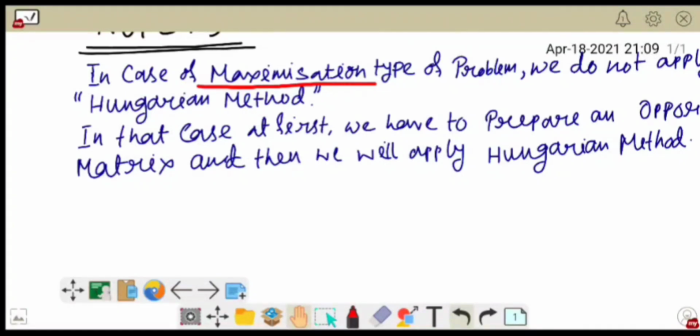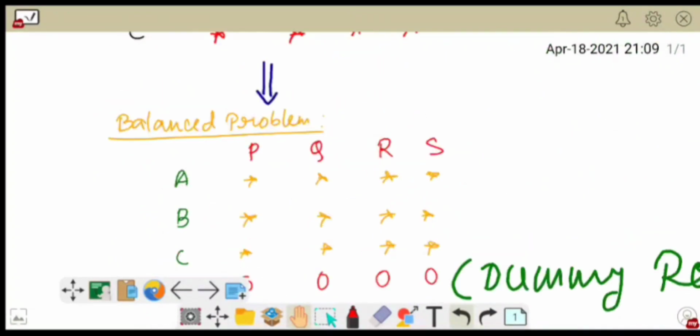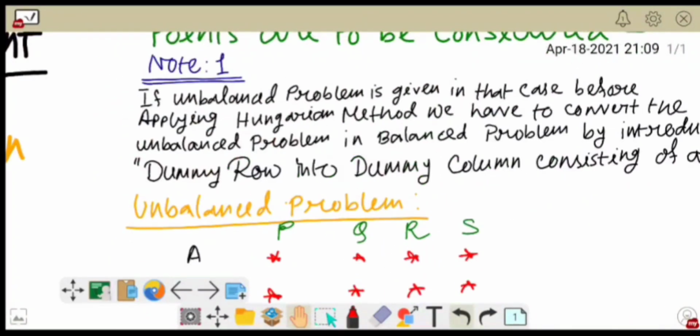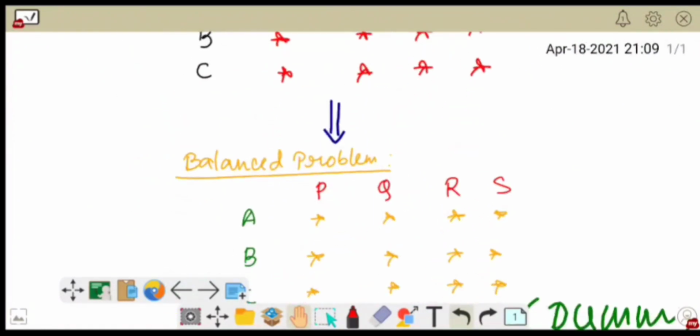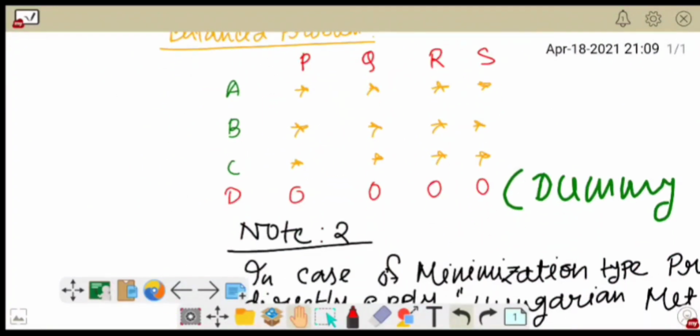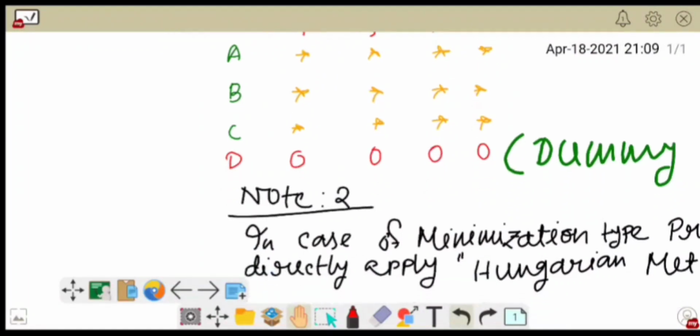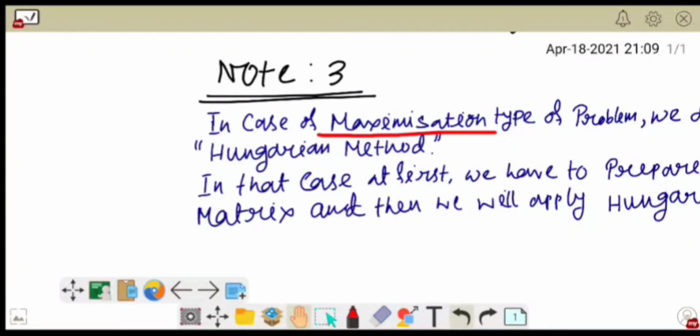I am going to explain every note. I have already explained note number 1 and note number 2. When we do the problems, note number 2 will be solved, and when we do the maximization type problem, then you can see what an opportunity or regret matrix is. So there is nothing more to explain. While solving this problem, you will get to know what a maximization type problem means. Okay, so the notes are all done.